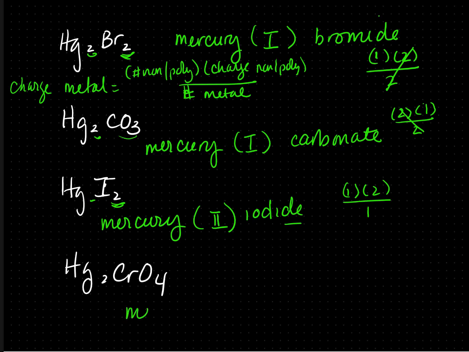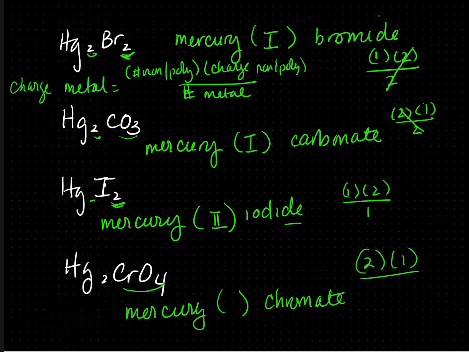Mercury, parentheses, again, transition. This is chromate. It's a polyatomic. Charge of chromate is 2. Since there is no parentheses, there's 1 chromate. There are 2 mercuries. That cancels out, so this is mercury 1.